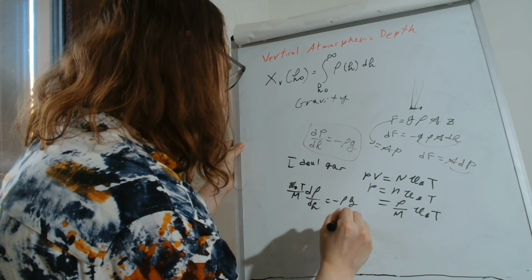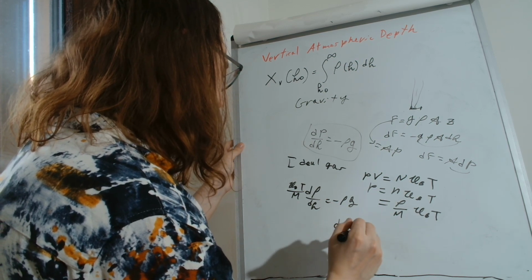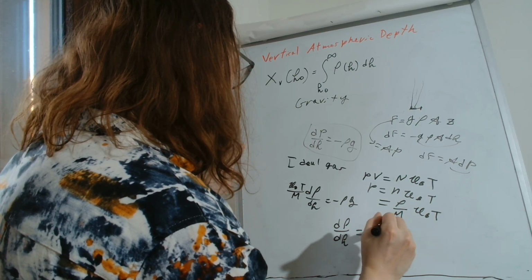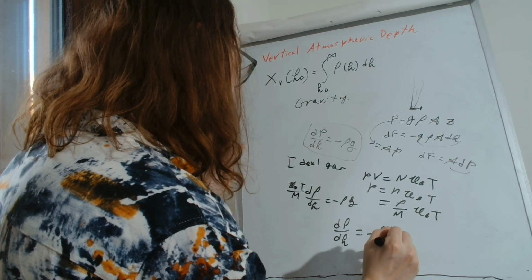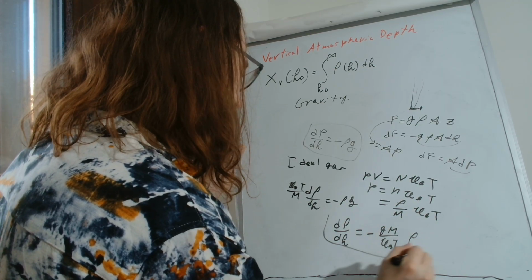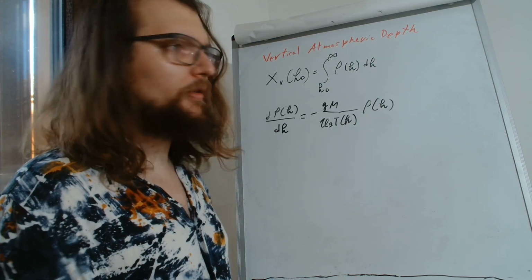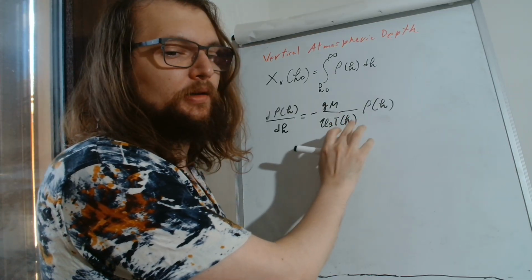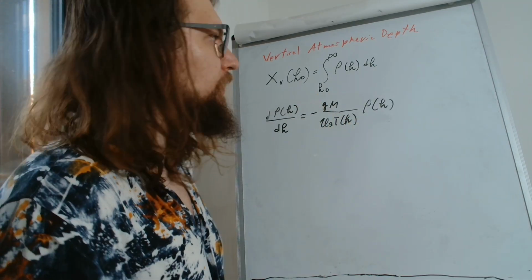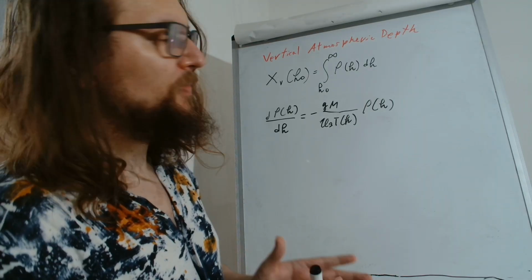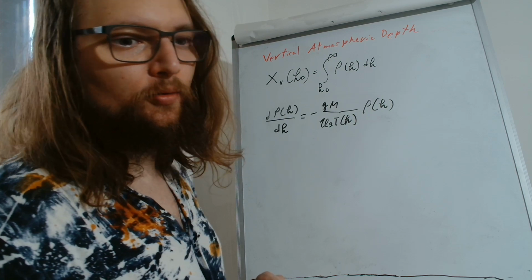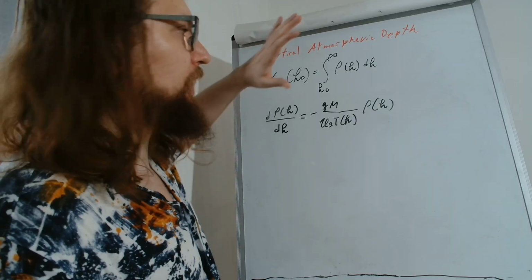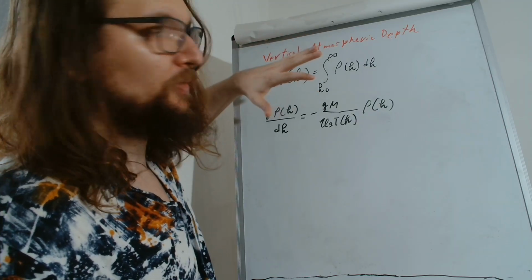So we have d rho/dh equals minus g m divided by kB T times rho. So this differential equation is not trivial to solve, because the temperature T, as we have seen, changes with height in not a very simple way. So what we do is we change atmosphere. Instead of using the actual atmosphere, we integrate in another atmosphere.